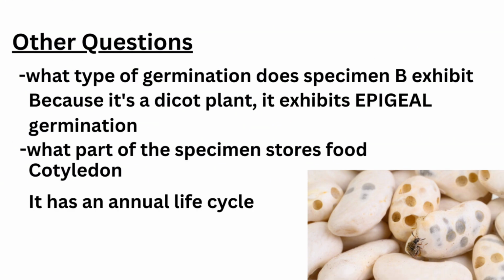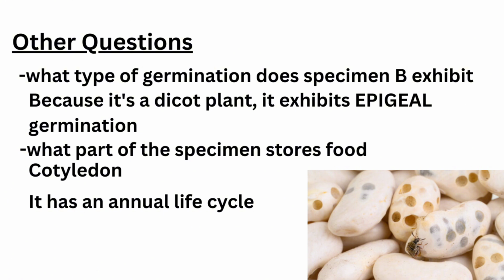Other questions can include what type of germination does specimen B exhibit? So because it is a dicot plant, it will exhibit what? Epigeal germination. Okay, so this specimen exhibits epigeal germination. They can ask you what part of the specimen stores food. It is the cotyledon. So the cotyledon is a part of the specimen that stores food.